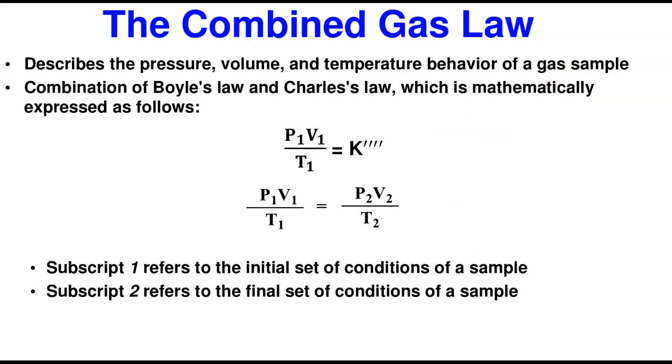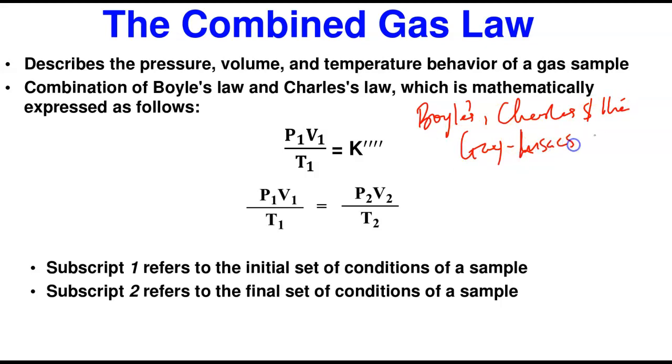Now, the combined gas law. The combined gas law is just the combination of the 3 laws. We combine Boyle's Law, Charles's Law, and Gay-Lussac's law to come up with this. So if you look at this, the pressure, the volume, and the temperature relationships are mixed together, and they have a particular constant. That constant is what we call the gas constant.